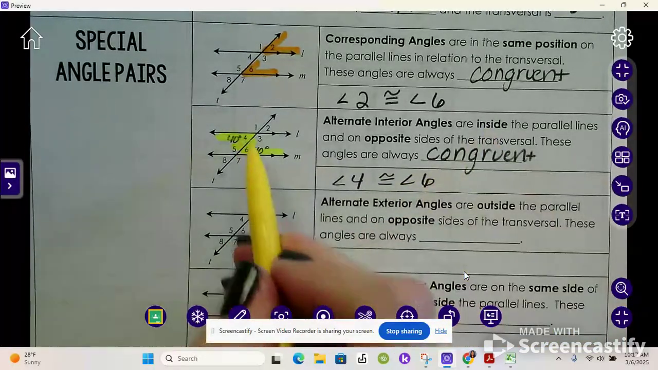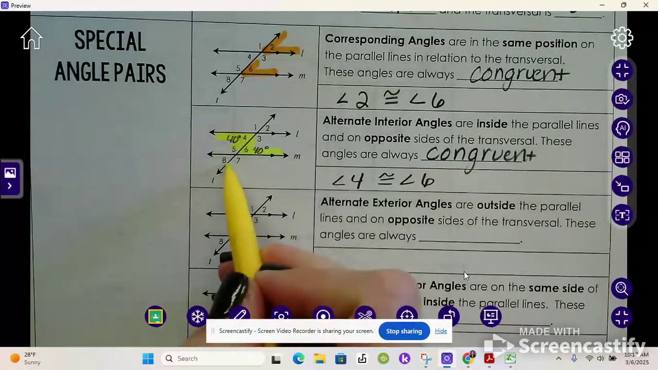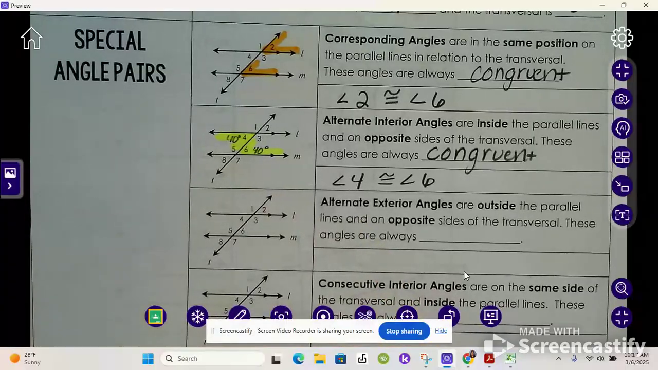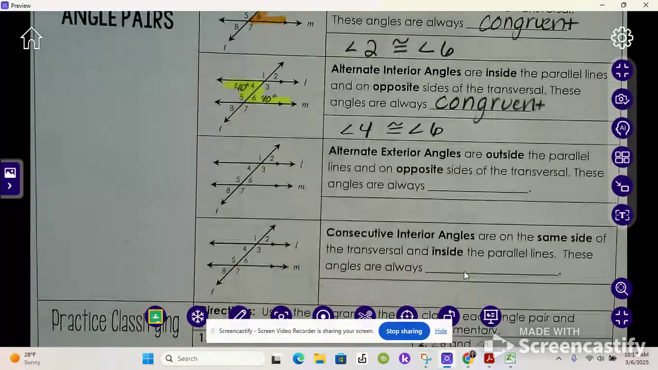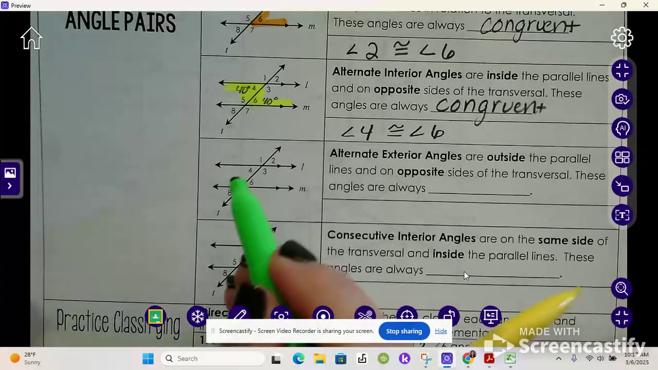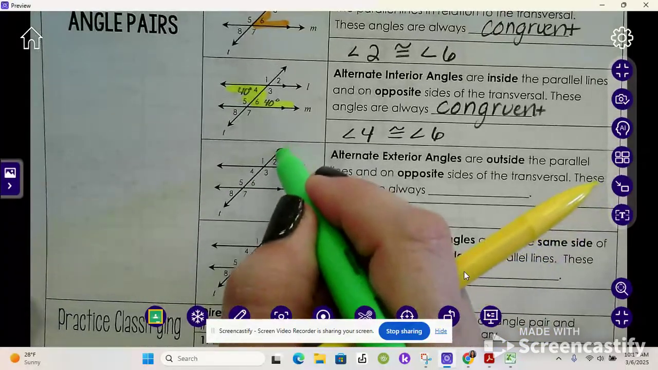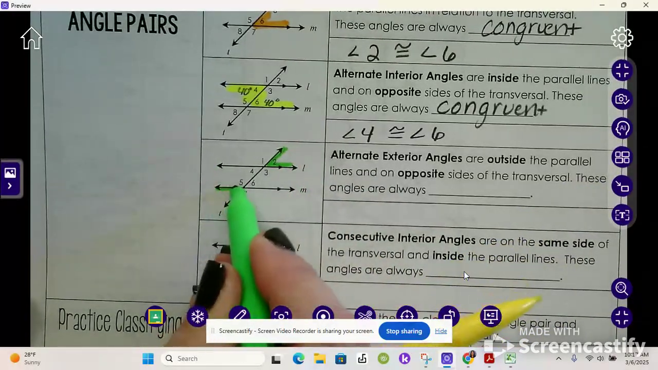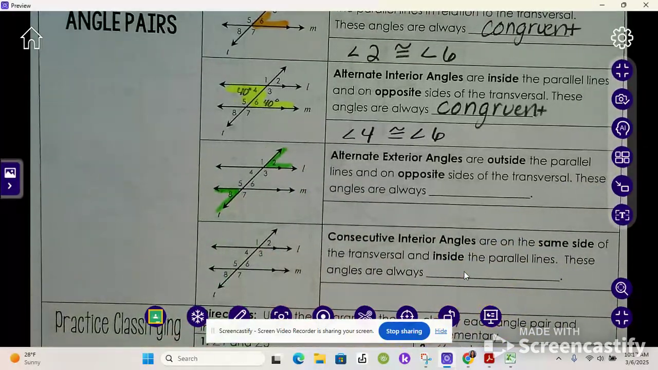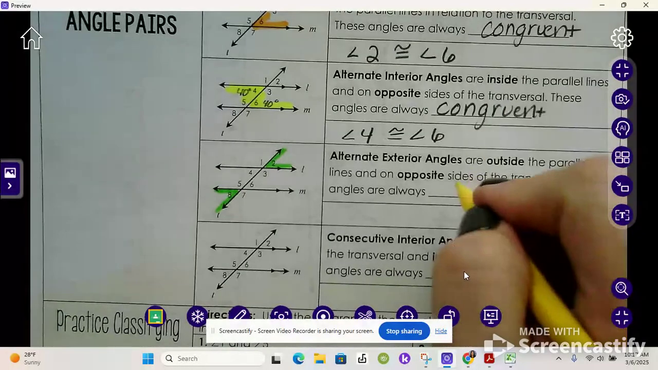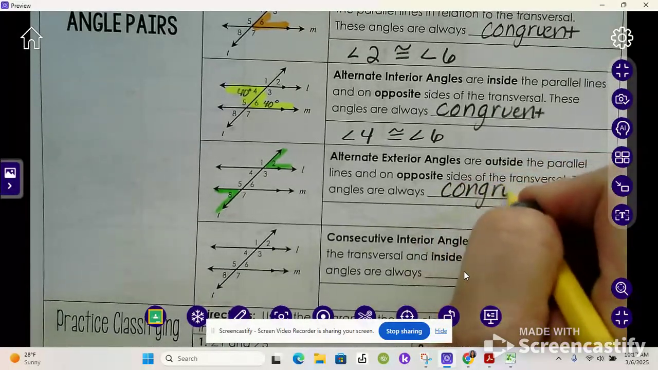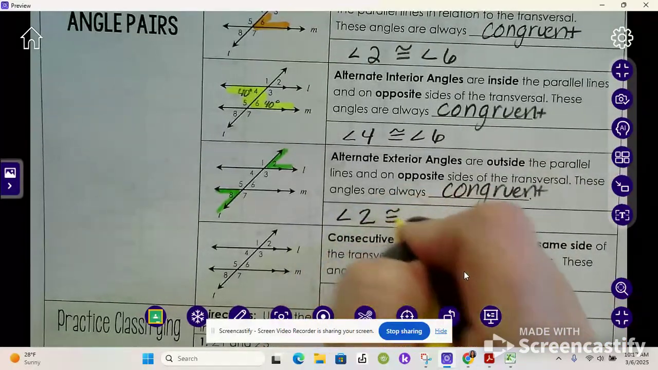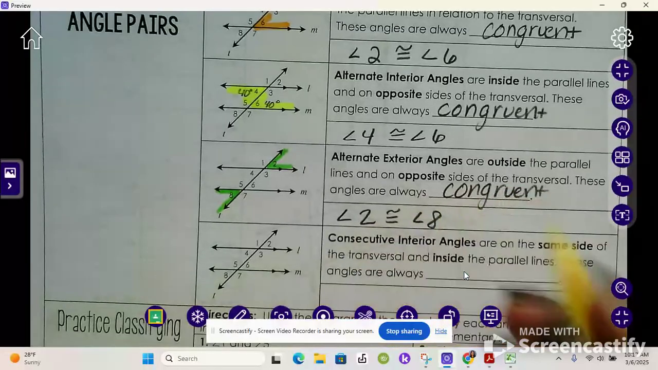Okay, so alternate means alternating sides of the transversal, and they're on the interior or on the inside between the two parallel lines. So alternate exterior means they are outside of the parallel lines. For example, angle 2. Now we alternate to the other side and it's still outside. So there's an alternate exterior. These are also congruent in size. Okay, so the example for this one, angle 2 and angle 8.